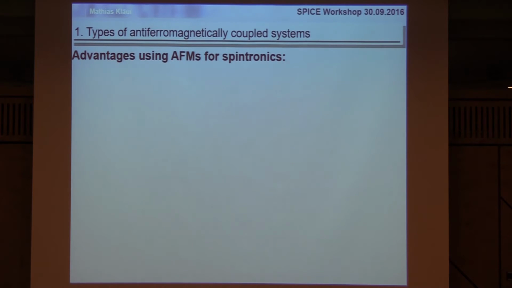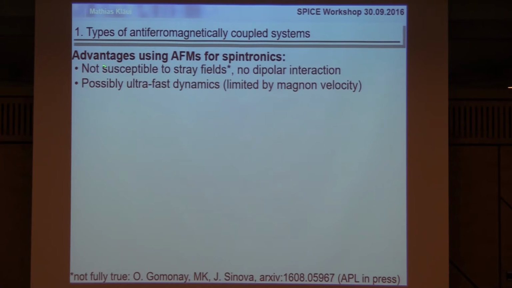So very basically, you know that there are typically different types of antiferromagnetic order. The idea is that they're not susceptible to stray fields. There's no dipolar interaction. It's actually not fully true. So here's a theory paper, and don't be scared, I'm a co-author, but Helen and Jairo are also co-authors, so it's okay. You can read up on how you can manipulate antiferromagnets using fields.